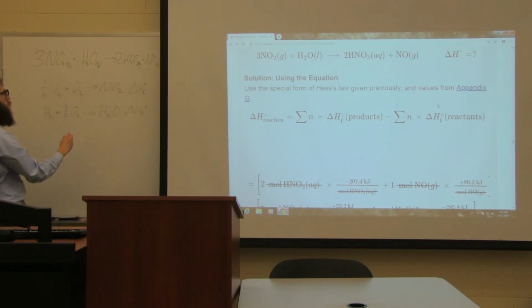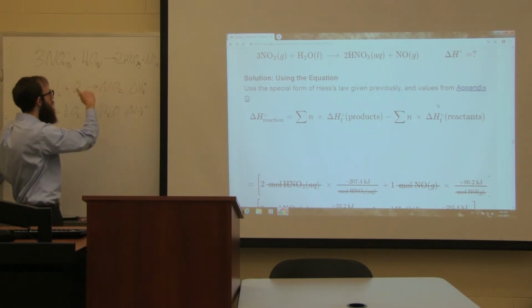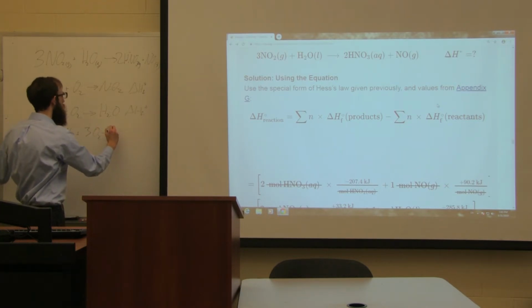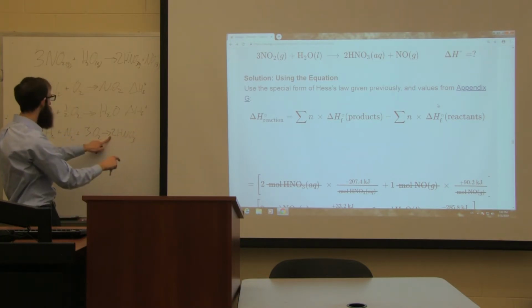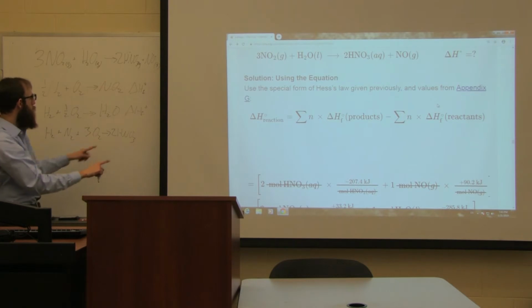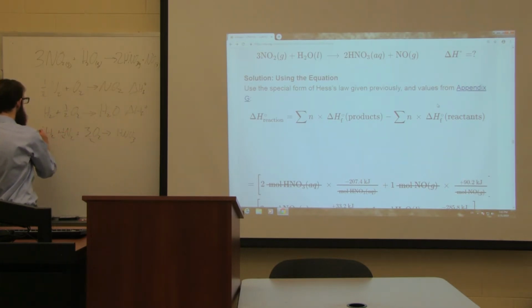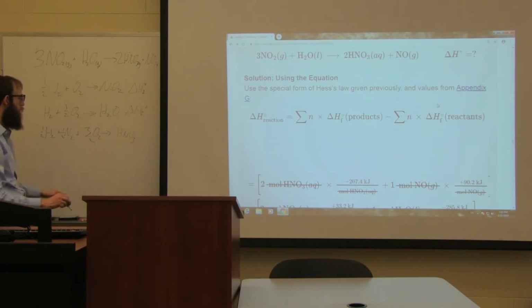We have 2HNO3 that is forming from H2 plus N2 plus 3O2 gives us 2HNO3. Now this is not broken down into a one molar thing, so let's make that. Let's first talk about the enthalpy of formation of this species, which is 1/2 of H2, 1/2 of N2, 3/2 of O2.